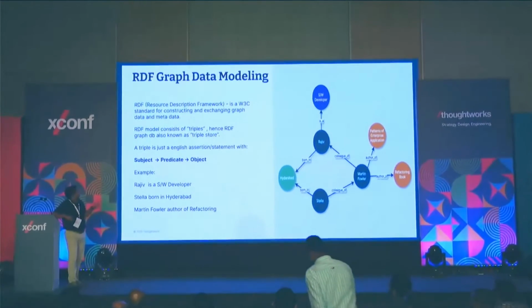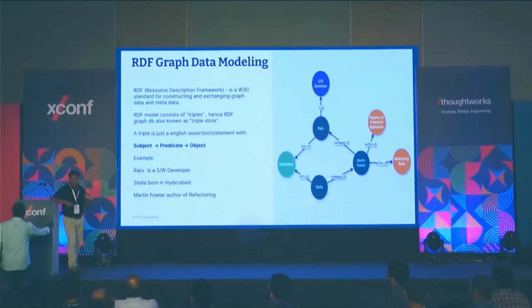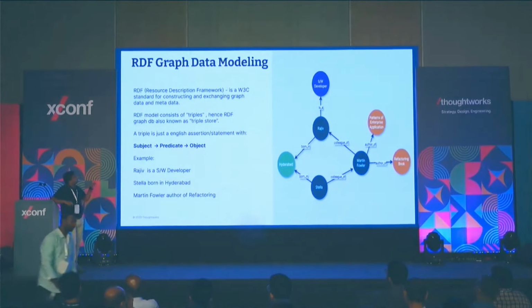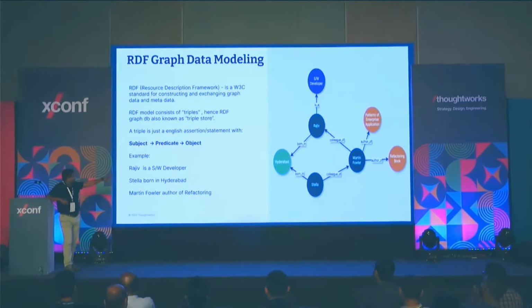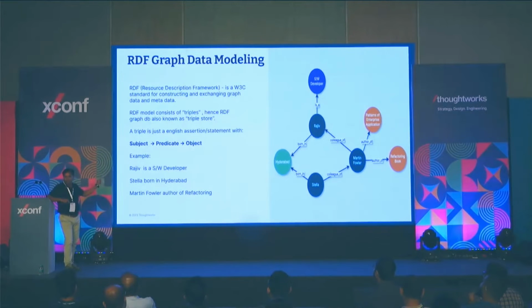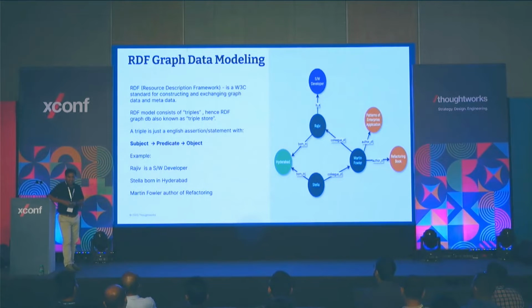Okay, so now, as you can see, one important thing to understand in RDF graph data modeling is the triple. So what is a triple? If you take any fact, like Rajiv is a software developer, Stella born in Hyderabad, and Martin Fowler author of the Refactoring book, these are all facts. When you look at a fact, the subject is Rajiv, the predicate is "is a", and the object is "software developer". These three elements together we call a triple in the knowledge graph. One thing to understand in this session is what a triple is and how to form it, because in an RDF-based graph everything is about forming and maintaining RDF triples, right?